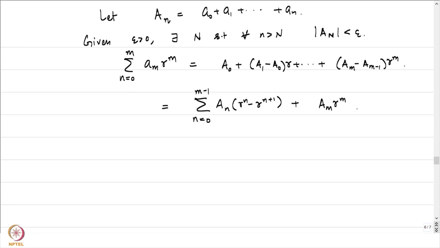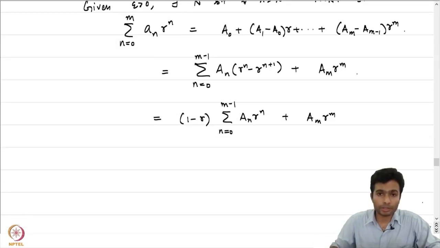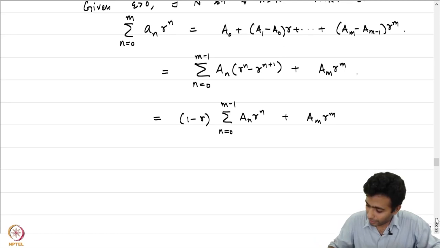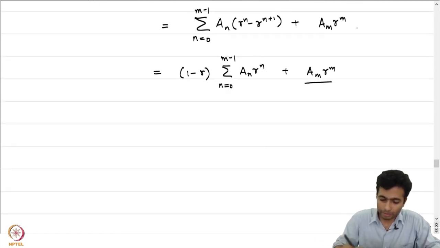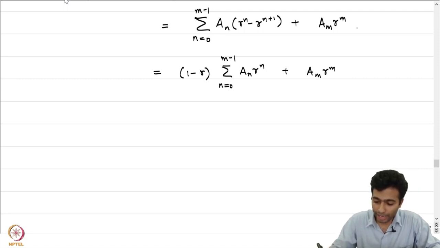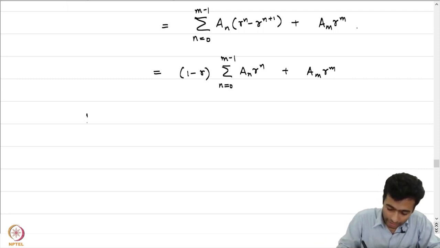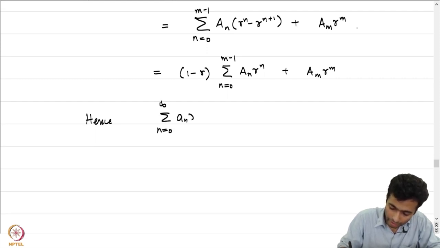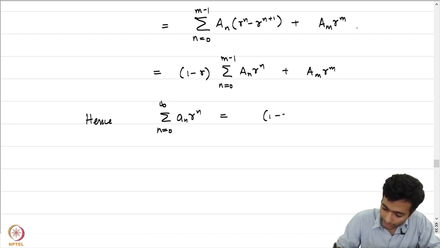This is the expression we get for summation a m. Oh yeah, it's not a m r to the power m that I was writing, it was summation a n r to the power n, where n is going from 0 to m that we were writing. So this is exactly what we will be getting. Let us now see what happens when we take the limit as m goes to infinity. The term A m r to the power m converges to 0 because A m converges to 0. And hence, summation n is equal to 0 to infinity a n r to the power n is equal to 1 minus r times summation n is equal to 0 to infinity A n r to the power n.